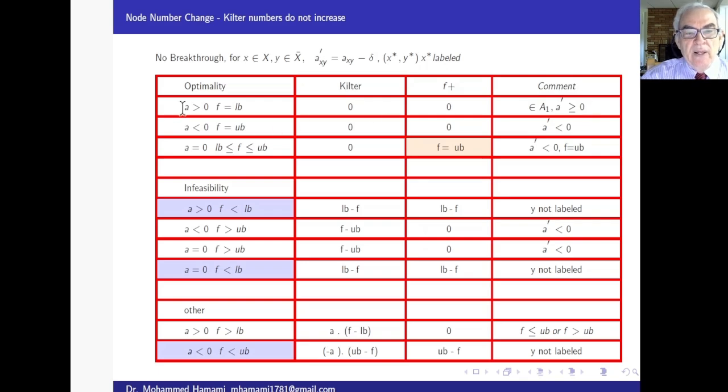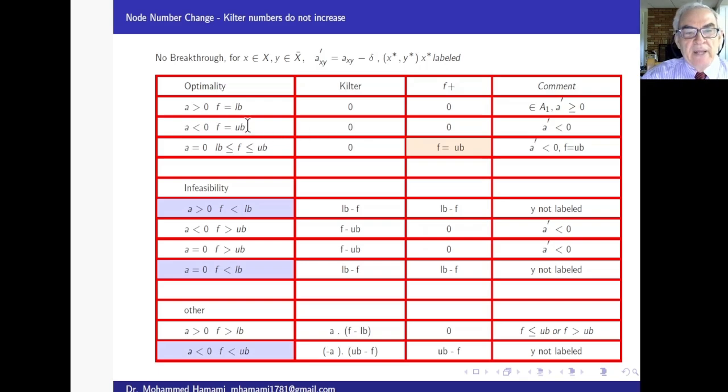And therefore, the A prime could be either positive or 0. So if A prime stays positive, then the Kilter number is 0. So we went from 0 to 0, no change. And if A prime is 0, then the flow is between the lower bound and upper bound, right? From here it is equal to the lower bound, so it's between the two. The Kilter number is 0 also, so the Kilter number did not change.